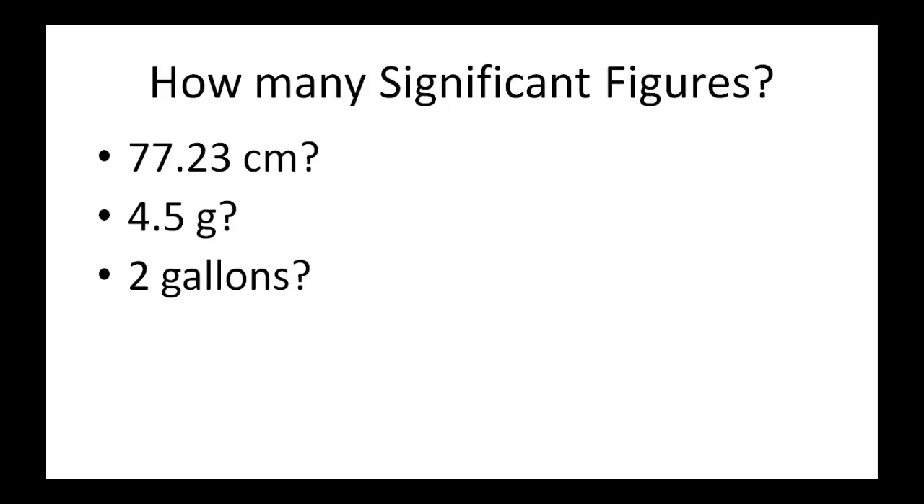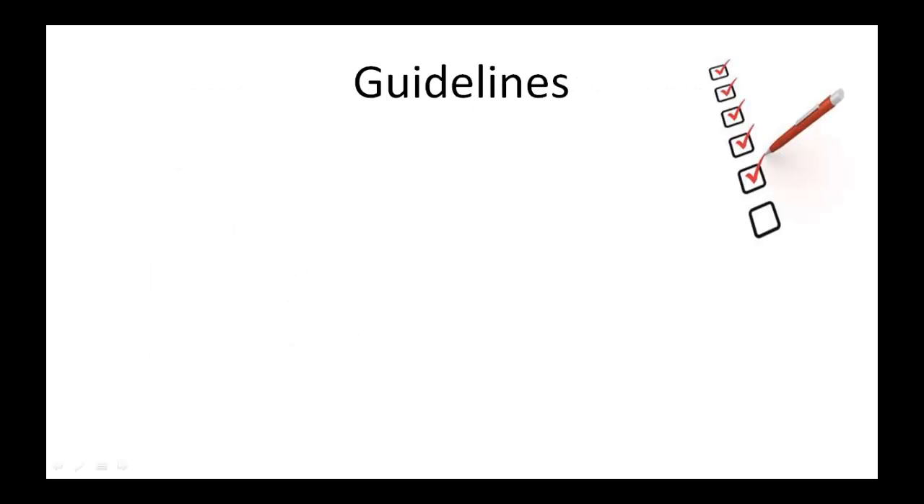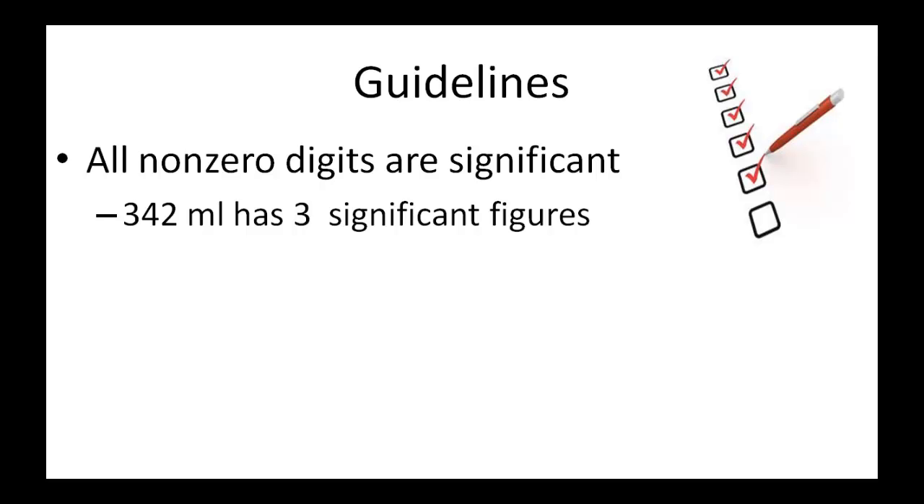How about 2 gallons? The 2 is just one digit, so it has 1 significant figure. 6 significant figures. All non-zero digits are always significant. How many significant figures are in 342 milliliters? 3. How about 2.4 milliliters? 2.